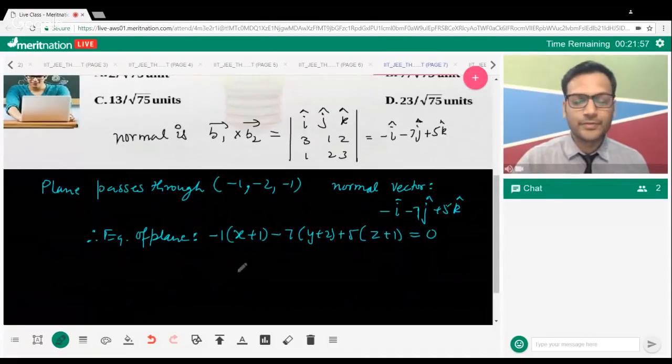If you write it properly, take the negative sign common. So this will turn out to be plus, this will turn out to be plus, and this will turn out to be minus.